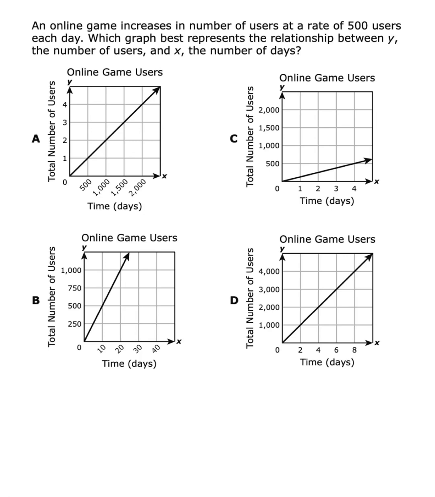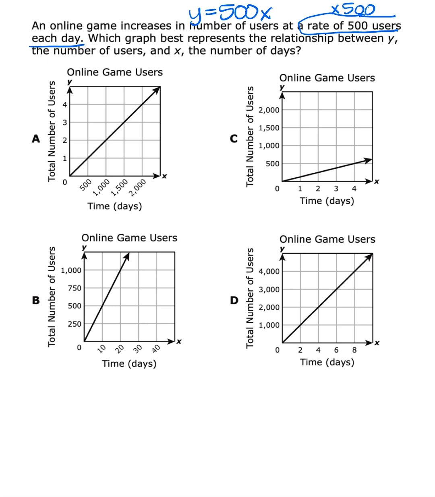All right, an online game increases in number of users at a rate of 500 users each day. So again, there's a straightforward rate there. It even says the word rate, and it says each day. So we know our rate is times 500, which means that my equation is y equals 500x.